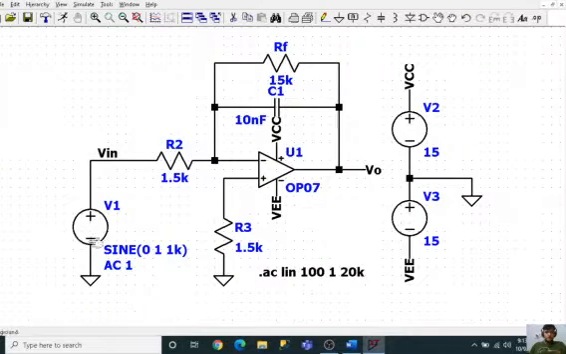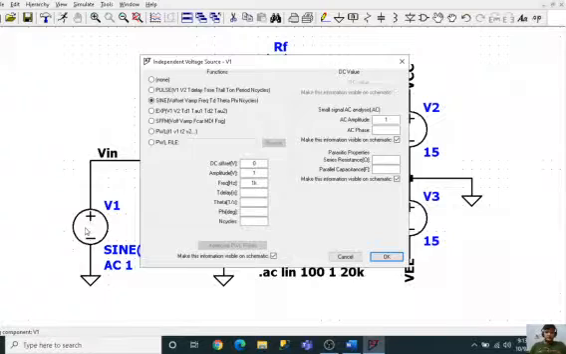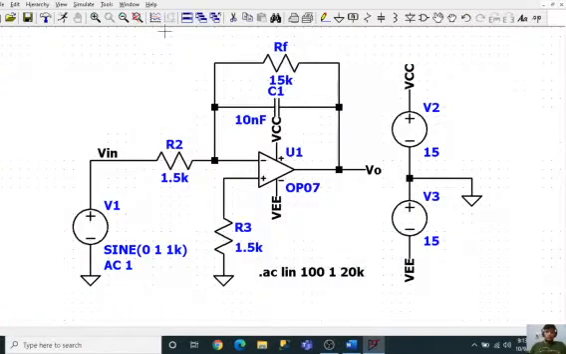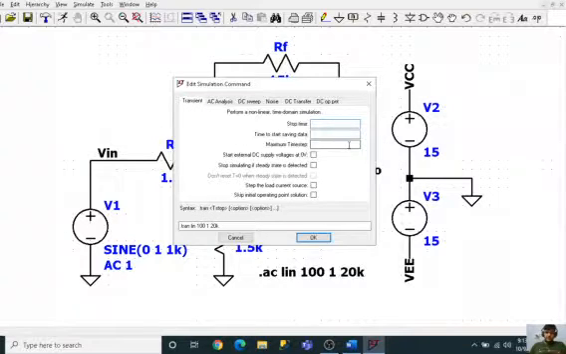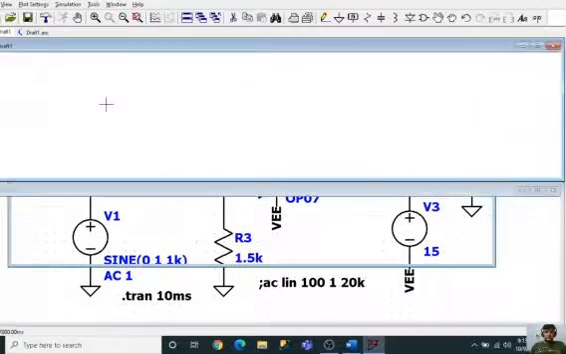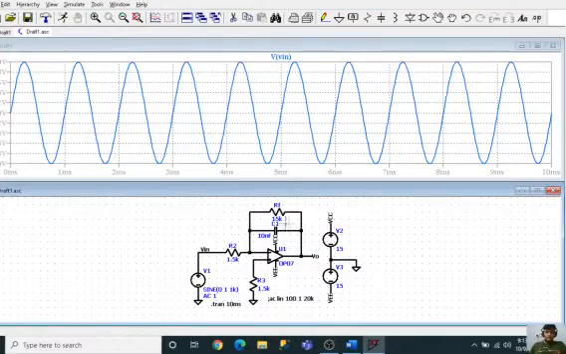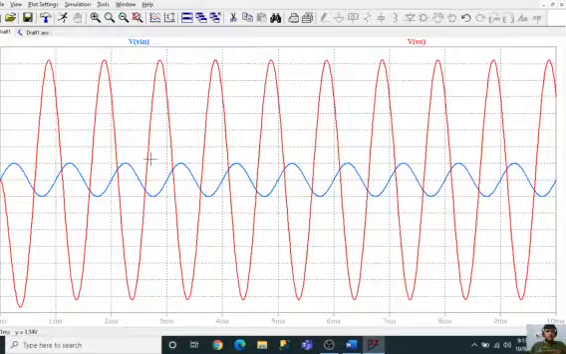So now if you want to do a transient analysis of the same, we need to right click over here, go to simulate, edit simulation command, go to transient, and over here let's say I will give 10 milliseconds as my stop time, and we will be doing transient analysis. So I'll run, this will be my input and this will be my output. So this is the transient analysis of an integrator circuit.